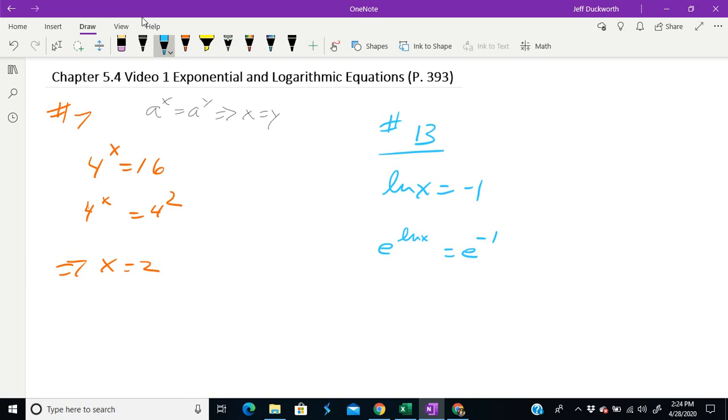All right, so recall e to the ln of x is just x, so x equals e to the -1 or 1 over e, and we can do this in a calculator as well if we want. So this is 0.368, and those are some of the problems from one group in your book.